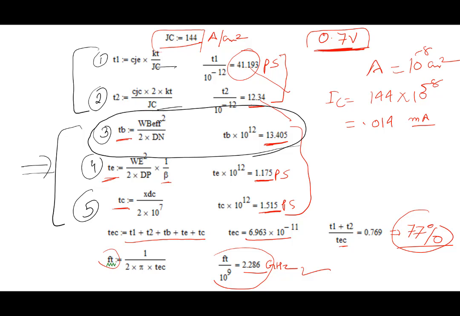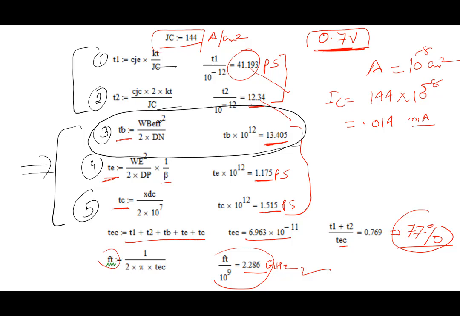And how do I reduce base transit time? Look at the expression. What do you do to reduce the base transit time? You reduce the effective base width. How will you reduce effective base width? Well, right now I chose 300 nanometer, 0.3 micron. Now you'll say, why choose 300? Make it 0.2 micron or even lower. Then what will happen? Punch through will occur, so the device will not work.